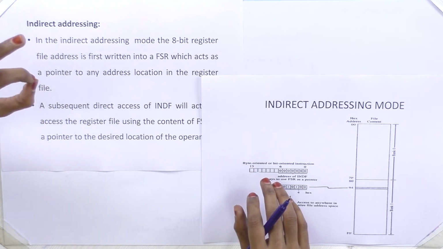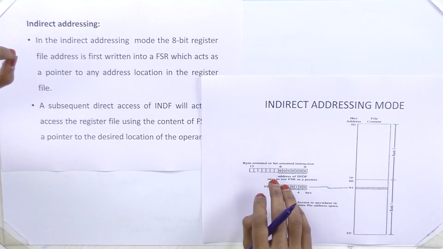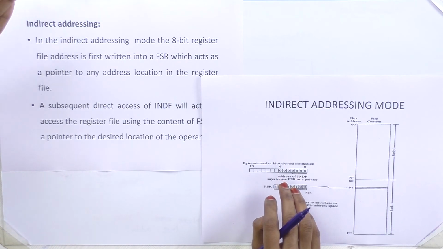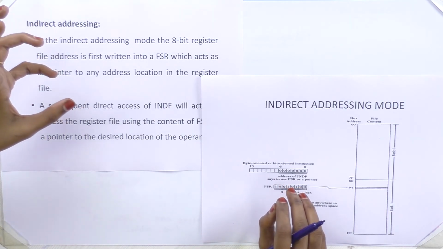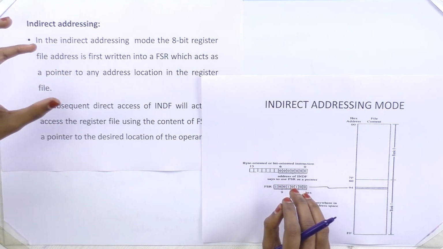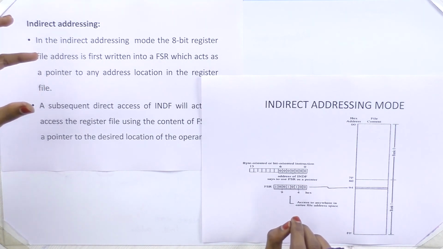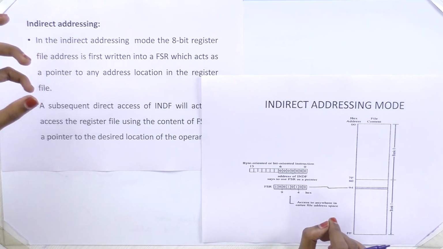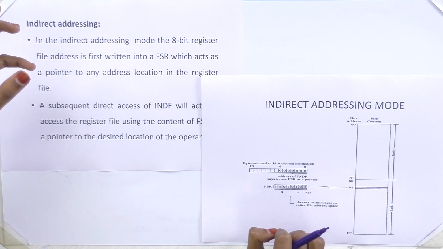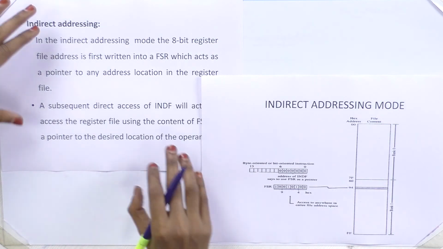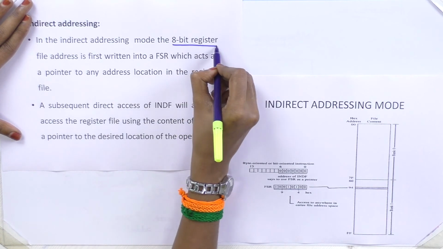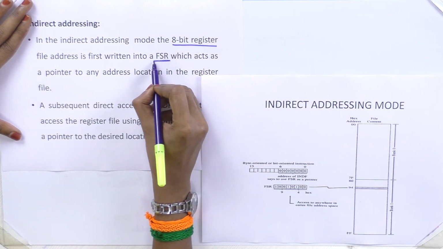I have already told you that if you mention the register's address in another register, and that register is mentioned in the instruction, then it is called indirect addressing mode. So here we are indirectly giving the register's address. Specifically, we are supposed to use the register FSR as a pointer register, where you store the register's address. That is the default in this type of addressing mode in PIC. Fine. So here the 8-bit address of the register is mentioned only in the FSR.